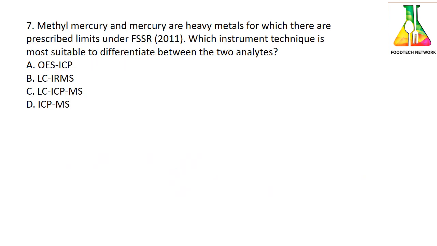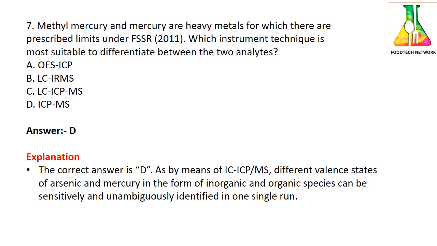Question number 7. Methyl mercury and mercury are heavy metals for which there are prescribed limits under Food Safety Regulation 2011. Which instrument technique is most suitable to differentiate between the two analytes? Option A, OES ICP; option B, LC IRMS; option C, LC ICP-MS; option D, IC. So the correct answer is option C.